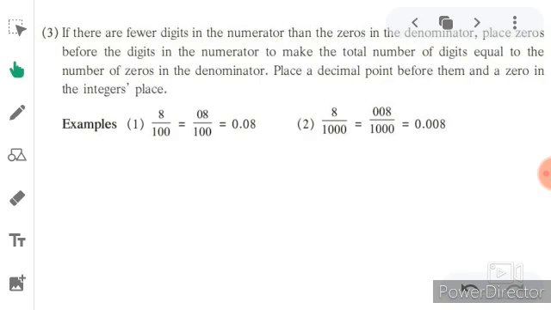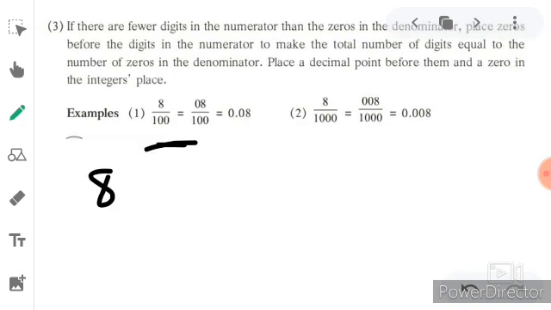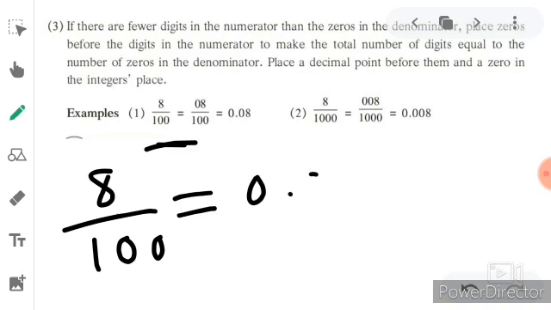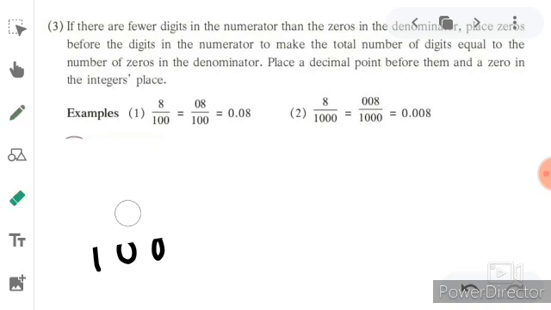So how many zeros are there in the denominator? 2 zeros, so you'll have to put 2 zeros. Okay, here students, in this example, how many zeros? 3 zeros, so you will have to put 3 zeros, and put the decimal point after 3 digits. Okay, so let's solve it. 8 upon 100 is equal to 0.08. The next one is 8 upon 1000.